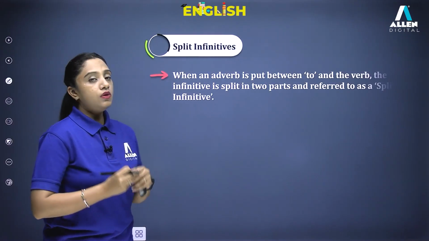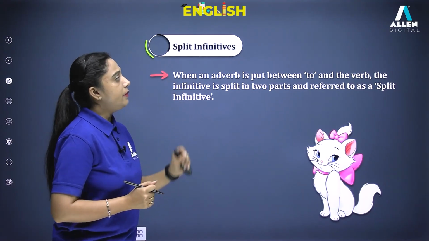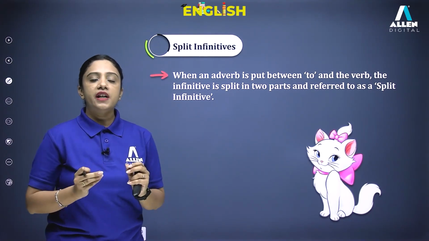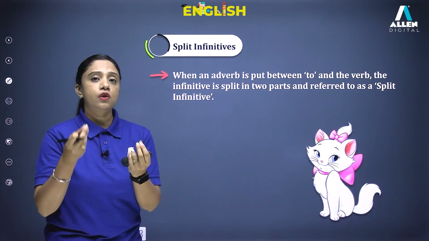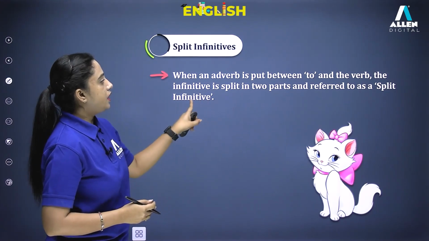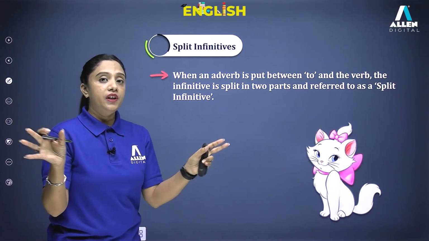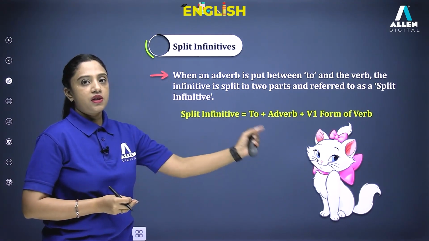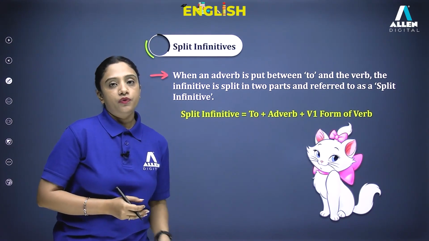Okay, next we are going to discuss about split infinitive, right? When an adverb is put between to and the verb, right? In full infinitive, what structure we have seen? To plus verb, right? Now we are talking about split infinitive. So what change you are going to see? To, adverb, and then first form of the verb, right? The infinitive is split in two parts. So this adverb is actually going to split full infinitive in two parts, right? And referred to as a split infinitive, right? So what structure you are going to see over there? You are going to see to, adverb, and first form of the verb, right?